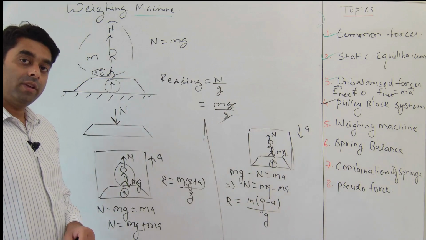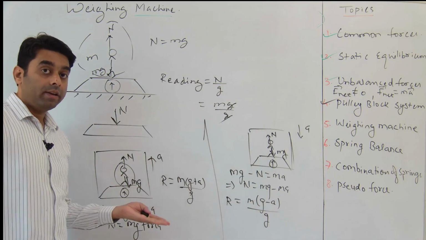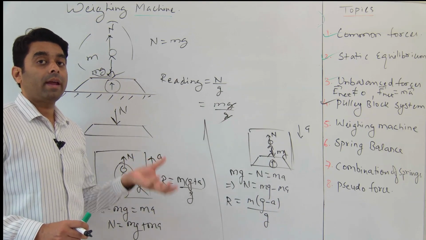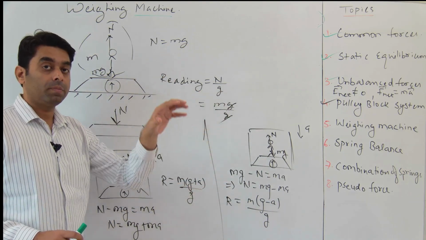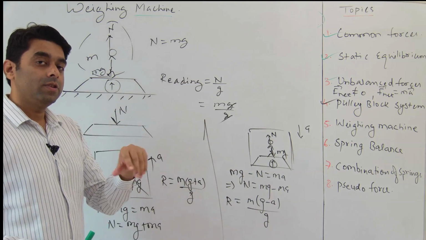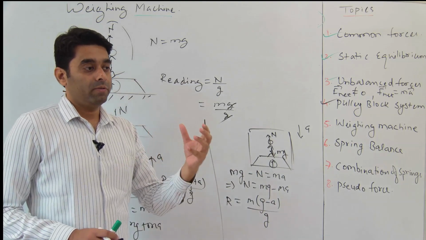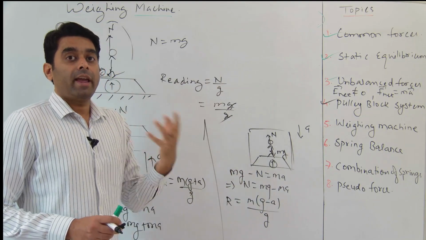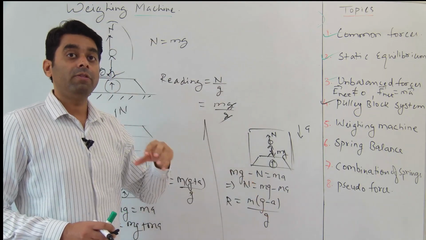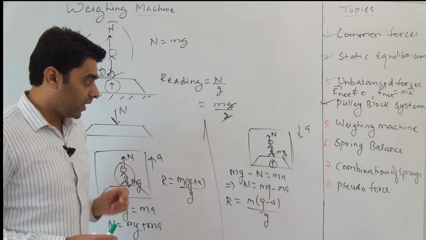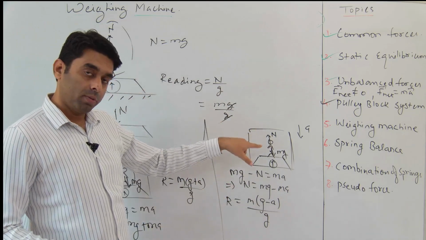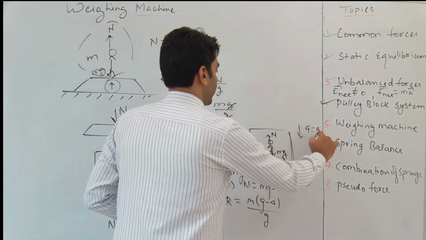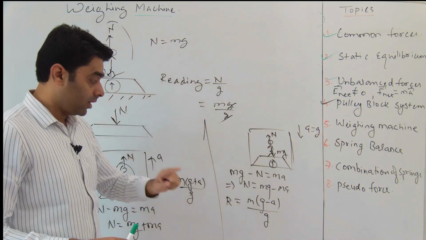Now if you notice carefully, when the lift is going up, the reading increases. That means the person will appear heavier, whereas when the lift is going down, the person will appear lighter. This is what happens when we visit an amusement park: when the ride is going upward, we feel heavier, whereas when the ride is going down, we feel lighter, right? Now, let's suppose the acceleration of the lift becomes g only.